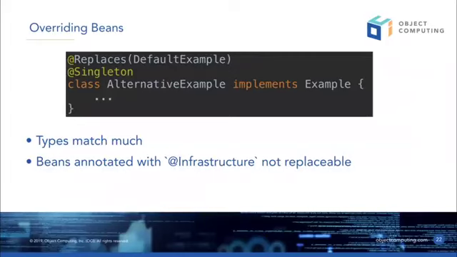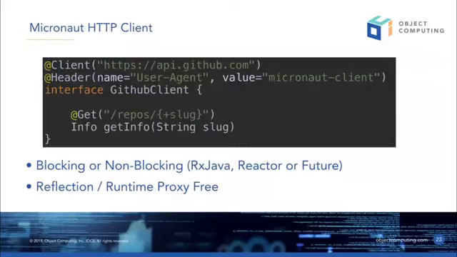Overriding beans, right? In this case, we say @Replaces. Replaces is the annotation that says this bean is going to replace another bean, and you just specify the type of the bean that you want to replace. And so the types must match. And if you want to have some beans in your application that cannot be replaced, right? Let's say you're creating a configuration, and this is something that should always be the case. You can annotate it with @Infrastructure, and then that bean will no longer be replaceable. Okay.